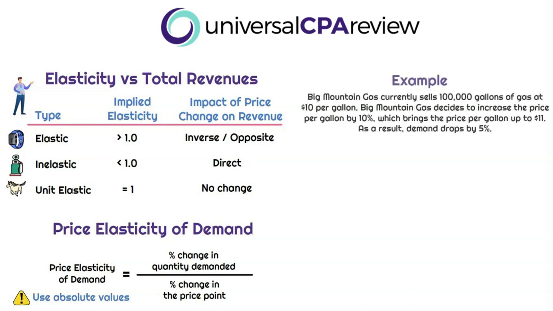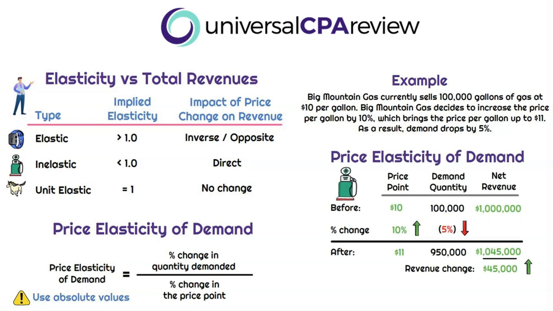So while other review courses would tell you to just memorize this visual, I'd rather you focus on how to do an example calculation on the exam so you can double check your understanding. In this example, let's say that Big Mountain Gas currently sells 100,000 gallons at $10 per gallon. But they want to increase the price per gallon by 10%. So that price point is $10, and a 10% increase brings it up to $11.